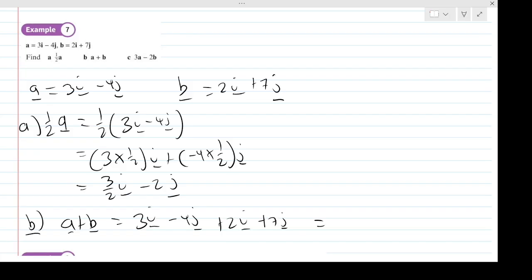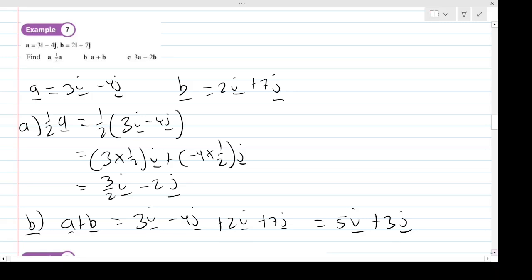And so again, like with normal algebra, right? We can add the likewise terms together. So all the i terms, 3i and 2i be 5i, and minus 4j plus 7j, well, minus 4 add 7 will be plus 3j, and there we are. Okay.